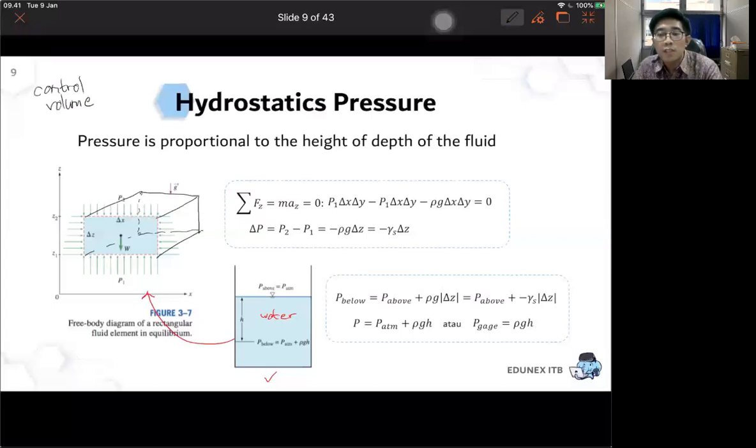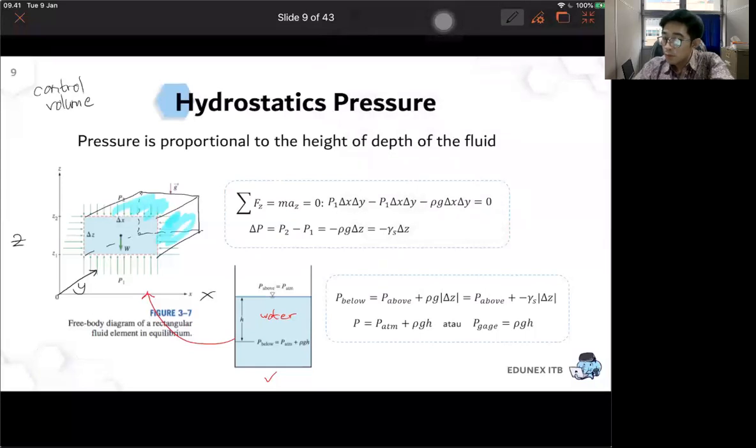Volume means three dimension. You have a length, you have width, you have height. So in Cartesian direction, then you have x. X is this one. Z is this one. Y is this one. Okay, then you can make the control volume in this box. So this is the water control volume.